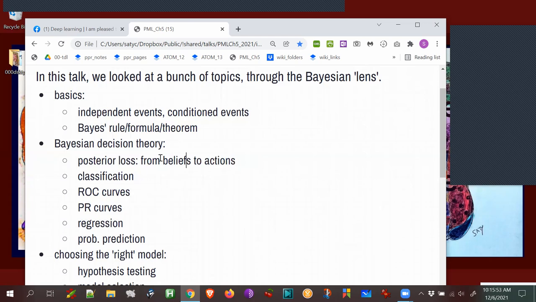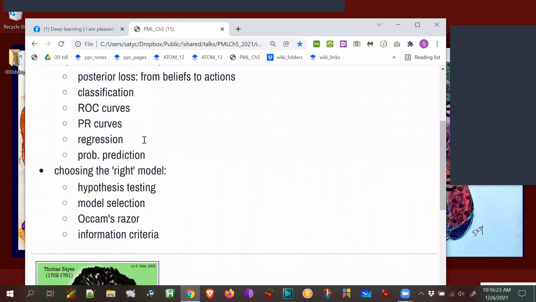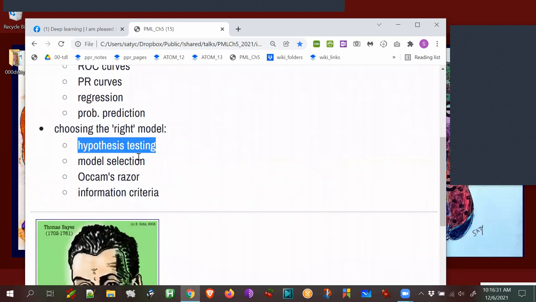So you translate your beliefs, which is your probability of having COVID or not, into actually deciding whether to give the drug to this person or not. Because cost is involved, you pick the least damaging option, meaning if the cost becomes more than the cost of doing nothing, then you have to act. Then classification, where you pick the labels, and then ROC curves and PR curves, again ways to evaluate model fidelity. And then regression parameters: how do you pick the best regression values? How do you pick the best probability distribution? How do you pick the best hypothesis, that's the Bayes factors? And then how do you do model selection?